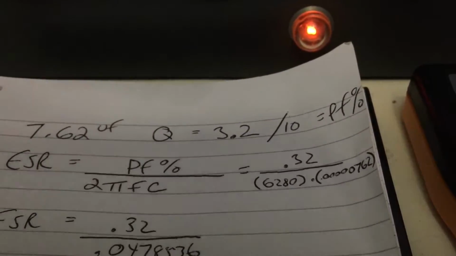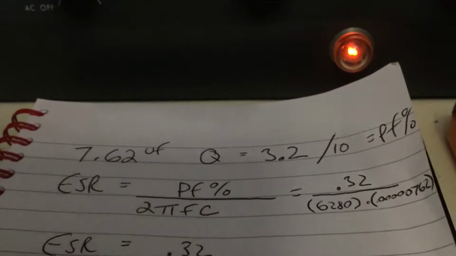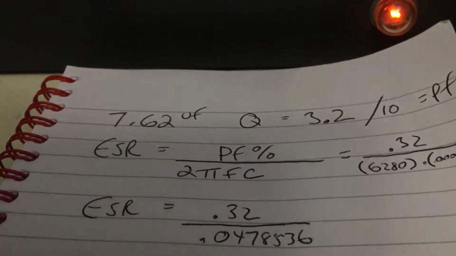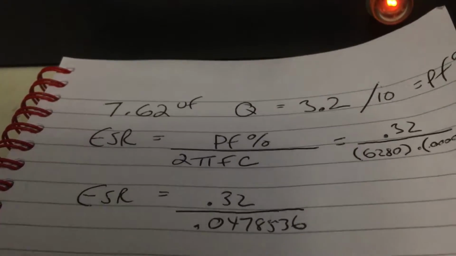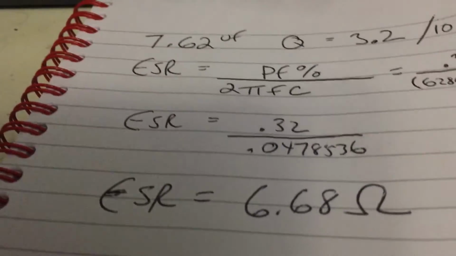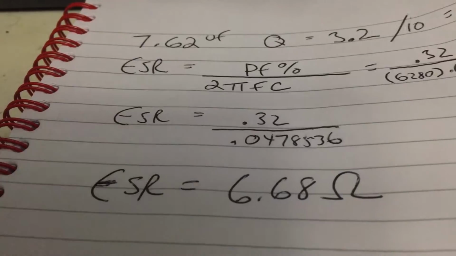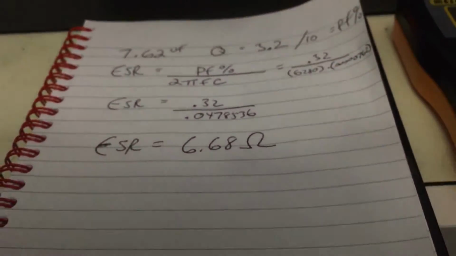So that's going to be 0.50762 for 762 microfarads. And that gives us an ESR of 0.32 over 0.04783536. And a little calculator magic ends up with an ESR of 6.68 ohms. So from this machine, without using any modern technology, we ended up with this value.